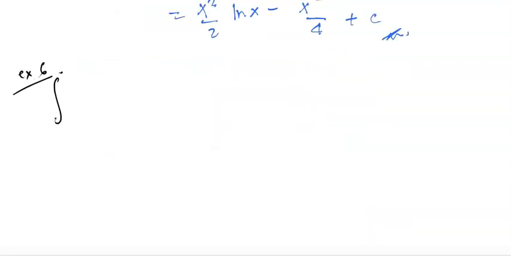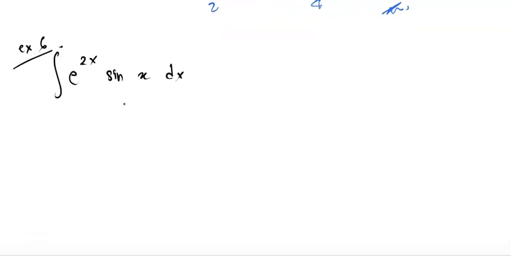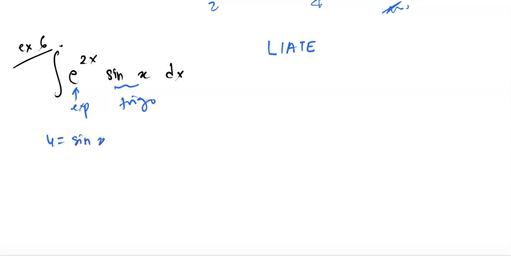Okay, now let's look at example 6. In this example, you have to integrate e to x sin x dx. As I mentioned, if you have two functions and you cannot use the substitution method, you have to try to solve using integration by parts. As usual, you have to determine which one comes first. Between exponential and sin x, this is exponential, this is trigo, which means your u is sin x and your dv is e to x.